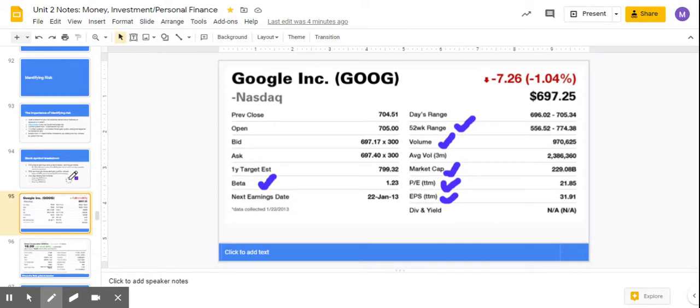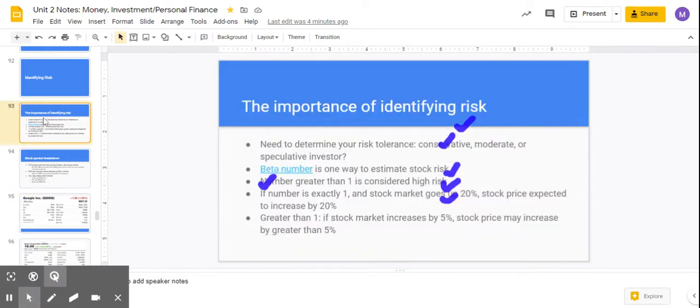Some of the notes I provide are in the slides. Some you'll have to listen to from me to help you understand some of these terms. The first one we're going to get into is the beta symbol.